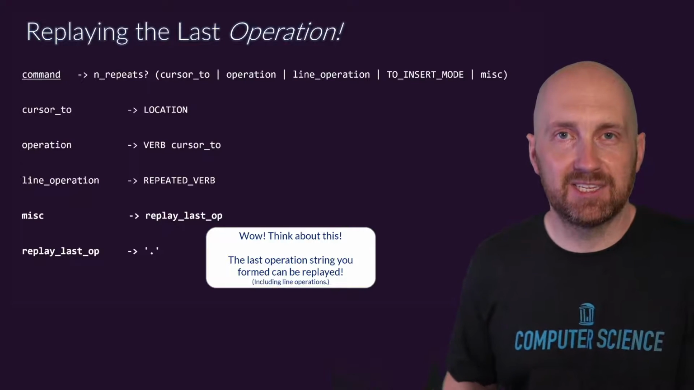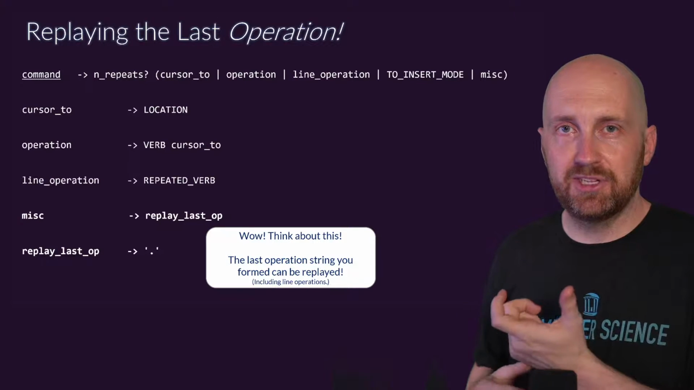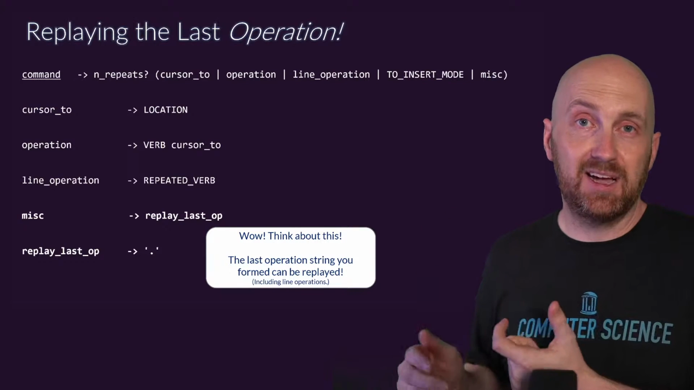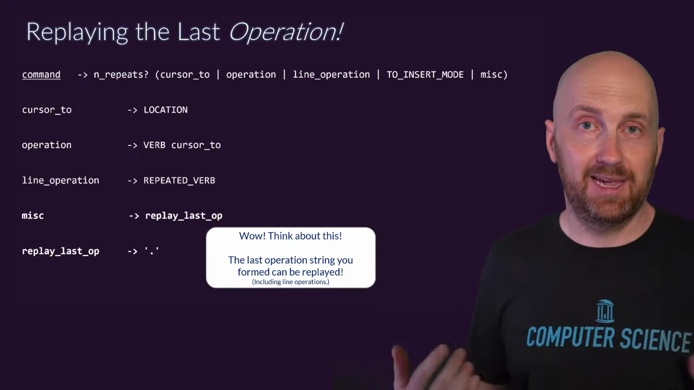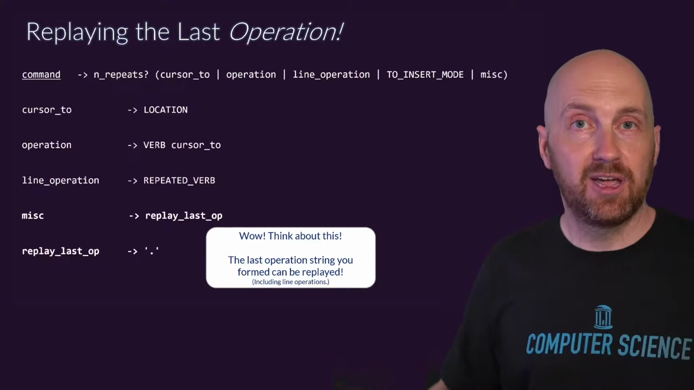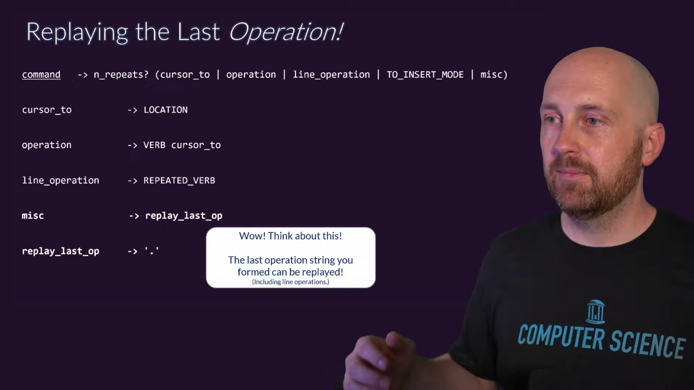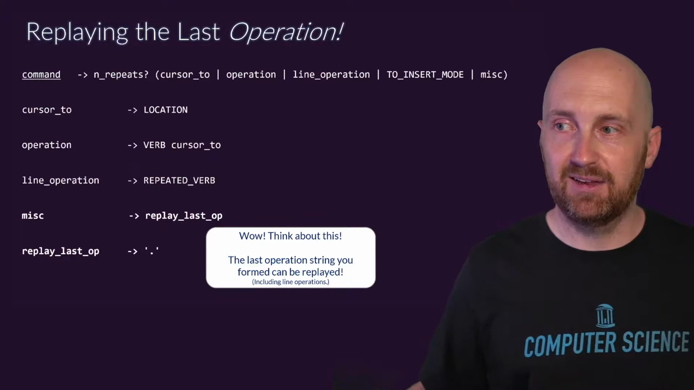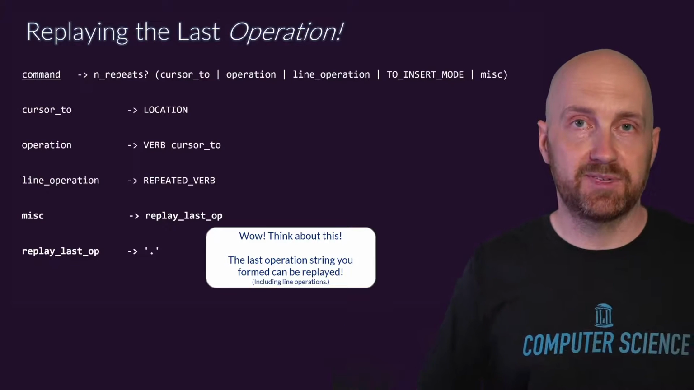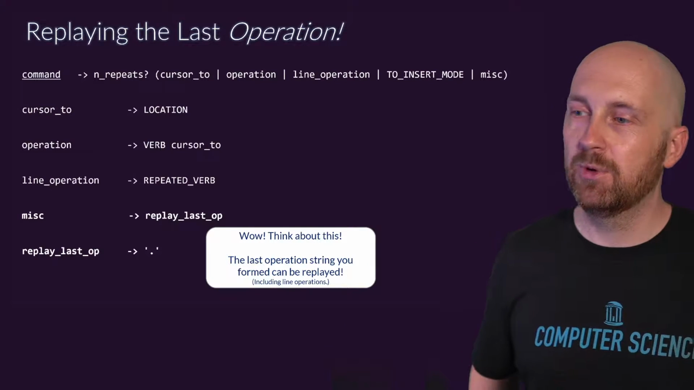What this is saying is the last string operation that you entered into Vim is being stored, and then each time you press the dot, that operation is being replayed. It doesn't matter what the last operation was, as long as it fits this language, it gets repeated. But that last operation, notice, is not a command, it's an operation, either moving the verb to a specific cursor or a line operation would work with this as well.